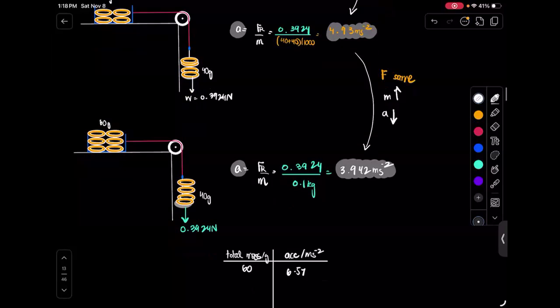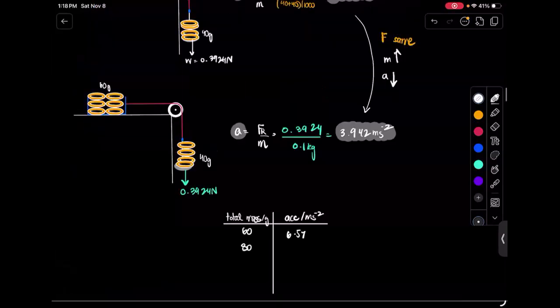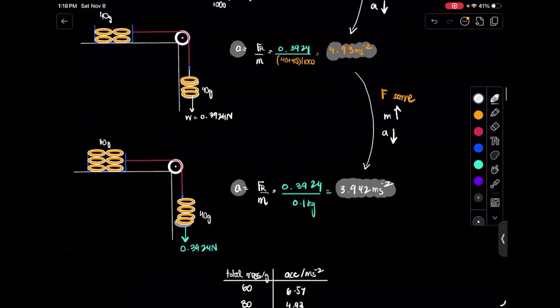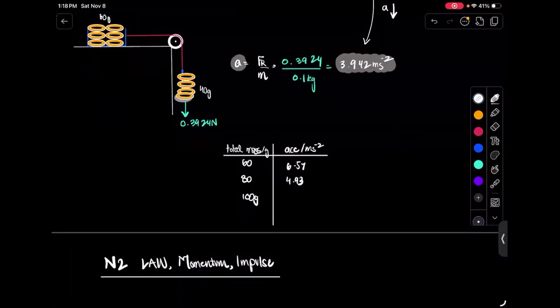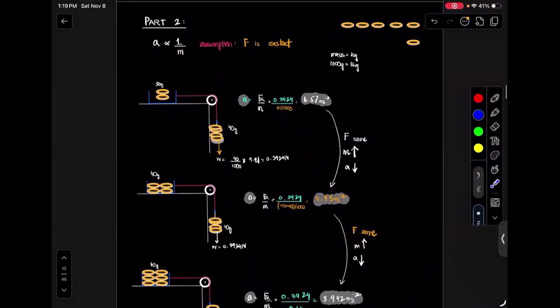Your total mass in the second experiment was what? Oh, sorry, that was 80 gram. And what was the acceleration? 4.93. My total mass in the final question was 100 gram. And my acceleration was what? 3.94. So I clearly see that when the mass increases, the acceleration is falling. As mass is increasing, acceleration is falling. And there you have it. Newton's second law, part 2 has also been proved.